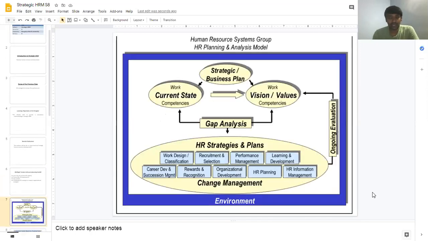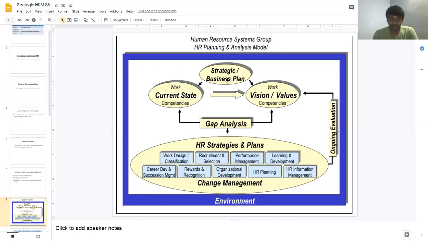In this slide, as you can see, this is the exact HR planning model of an organization. There are four important components here: the strategic plan, the current state, and vision, followed by gap analysis. It is a prime task of every human resource manager before implementing any plan. The current state of activities, or the current state of the organization, will be checked, which in turn is linked to the vision or values of an organization.